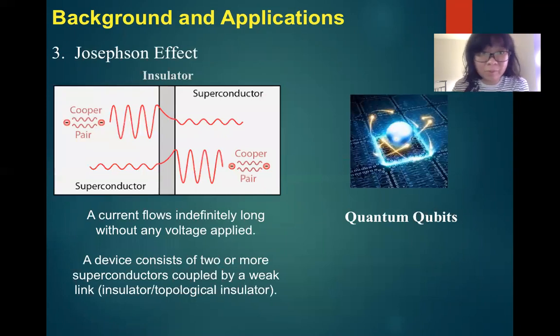And another very unique property is the Josephson effect. That's to say, for the superconductor, a current can flow infinitely long without any voltage applied. And we can use this mechanism to make new devices. This kind of device contains two or more superconductors coupled by a weak link, such as an insulator. So here you can see this is superconductor A, superconductor B, and they are separated by an insulator. For this kind of device, the current can go through from superconductor A to superconductor B, and will not be stopped by the insulator. This kind of device is very important and critical for the qubits in quantum computing.